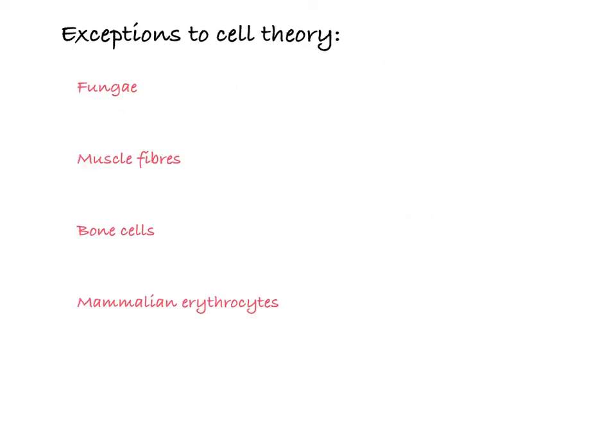There are some exceptions to cell theory. Fungi, for example, form long threads called hyphae, which are multinucleate but do not divide into separate cells. The skeletal muscle fibres are, just like the hyphae in fungi, also multinucleate and also don't divide into separate cells. Bone cells are interesting because they have a large matrix of extracellular material around them, and the mass of that is much greater than the cell itself. And then the mammalian erythrocytes, when mature, have no nucleus, and so all of these show exception to the cell theory.